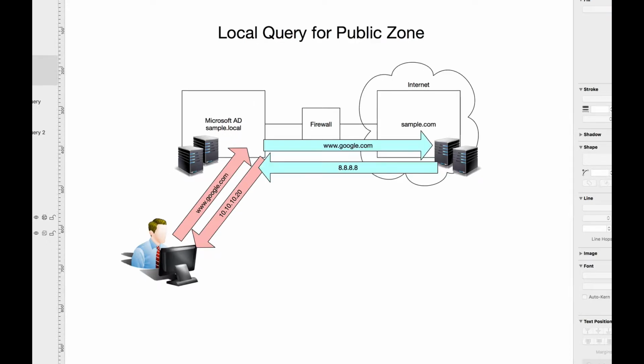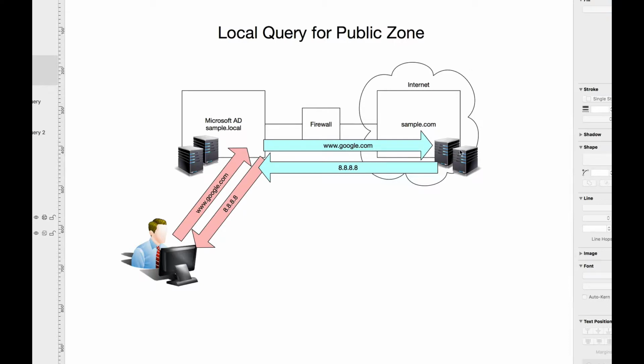Let's look at when the user asked for a public name. So this user Googled for, of course, this is actually wrong here. Let me fix this. They queried for www.google.com to our DNS servers here. Our DNS servers only have a DNS zone for sample.local. So in that case, they use something called root hints or forwarders, depending on how you're set up, and they send that request out to the internet to find the answer from the authoritative machines.